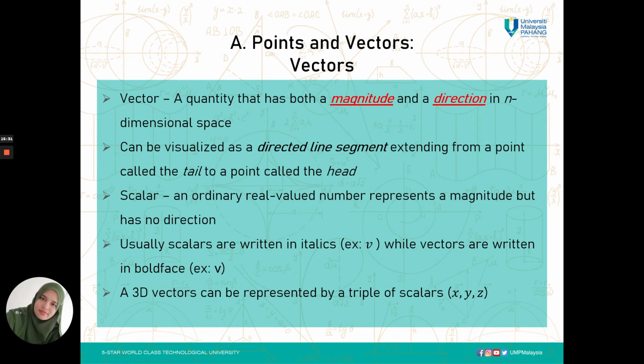Okay, so the next part is vectors. What do you understand about vectors? Do you still remember what a vector is? Yes, a vector is a quantity that has both a magnitude and a direction in n-dimensional space. So again, when you work in a 2D space, the magnitude and the direction will be in the x or y axis. But when you work in 3D space, the direction might be in the z direction. So you have to know whether it is a positive direction or negative direction.